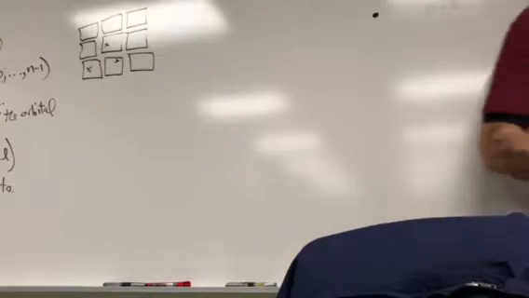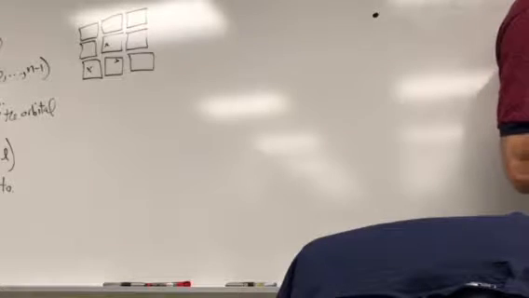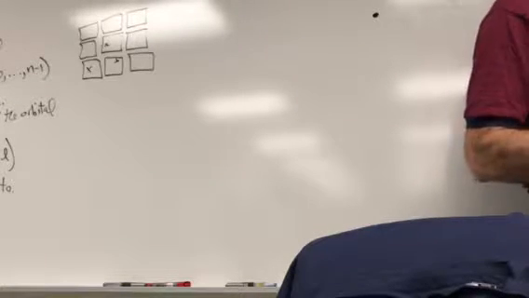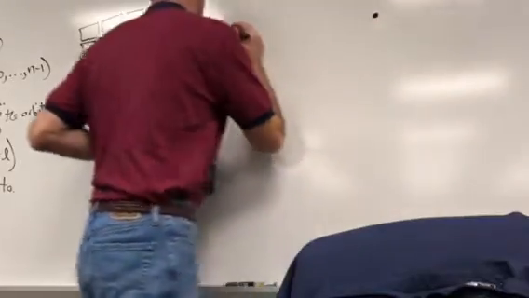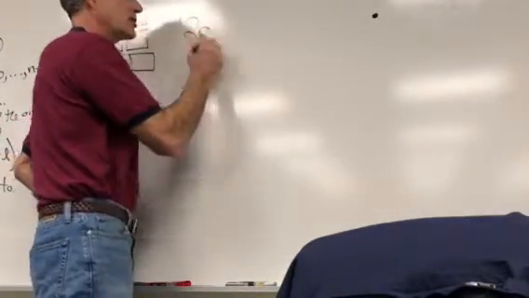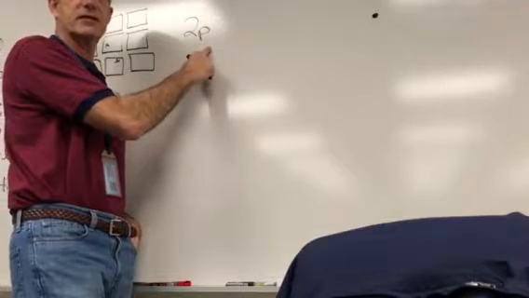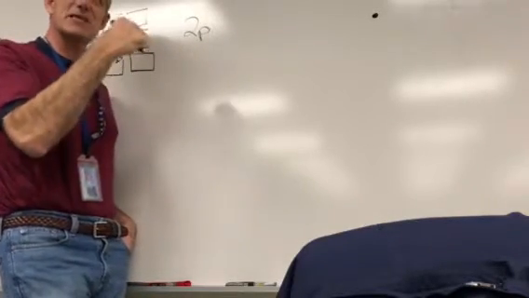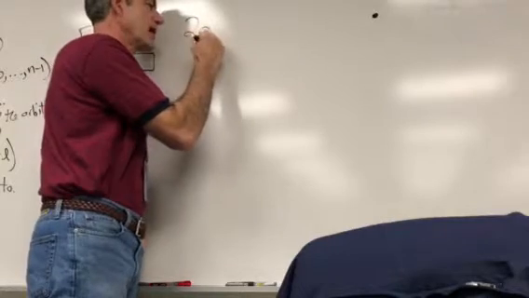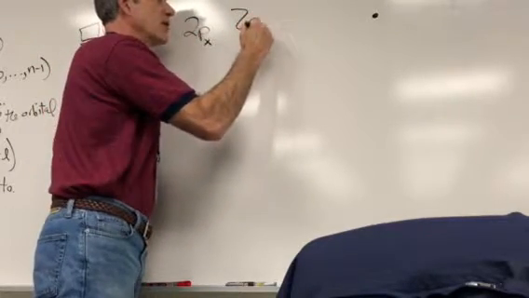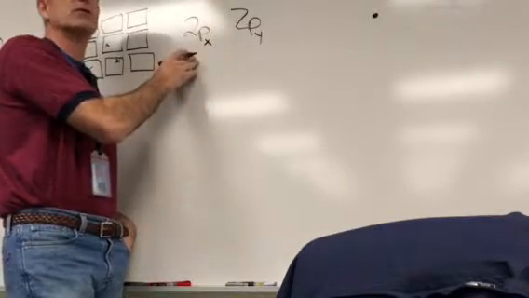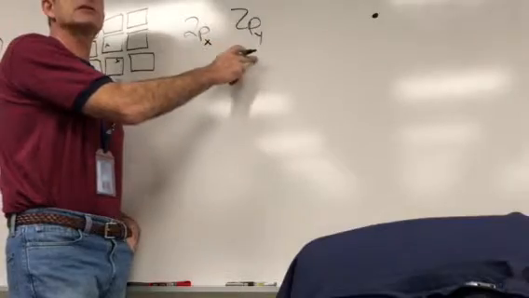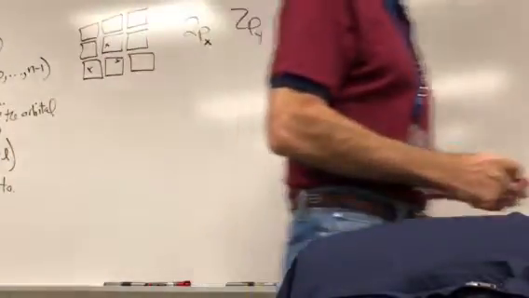Oh, before I move any further, let me point something out. You'll notice that the p sub x, p sub y, and p sub z, belonging to that same sublevel, they're all the same distance from the nucleus on average, right? 2p means a second energy level, p sublevel. If I want to specify the orbital, I can call this the 2p sub x. The 2p sub y orbital would be a different orbital belonging to the same sublevel.